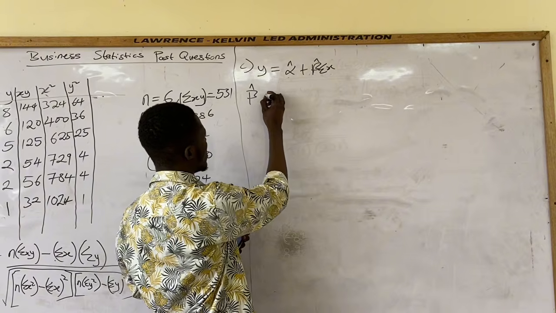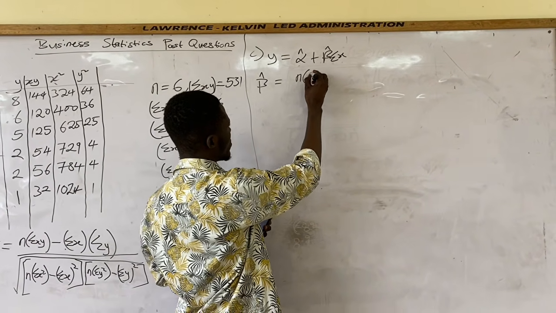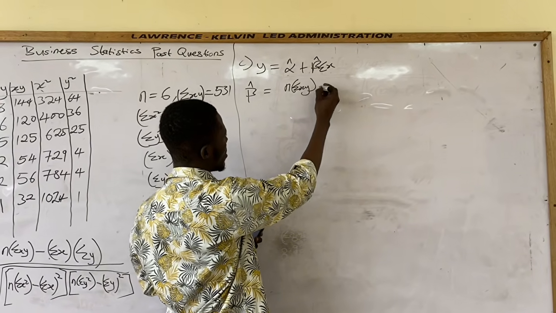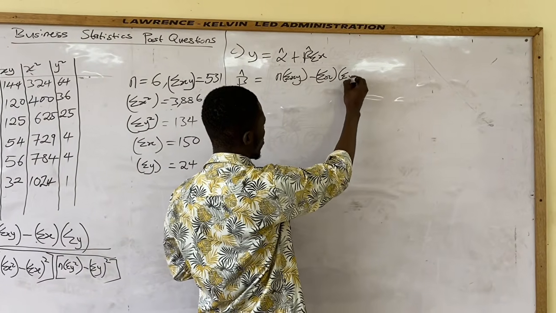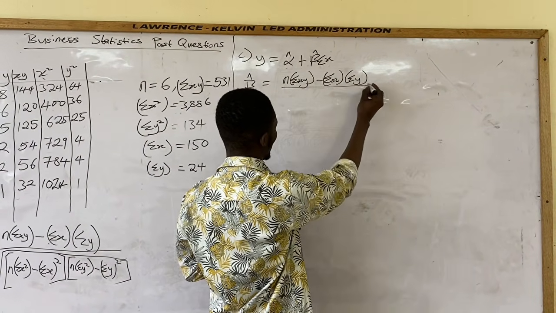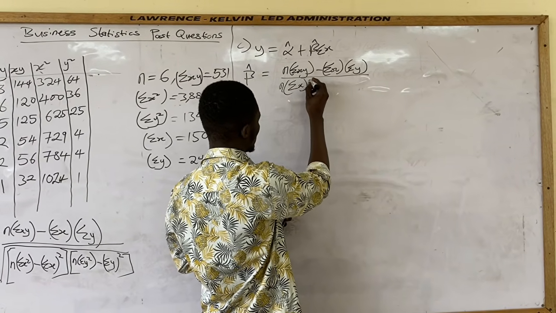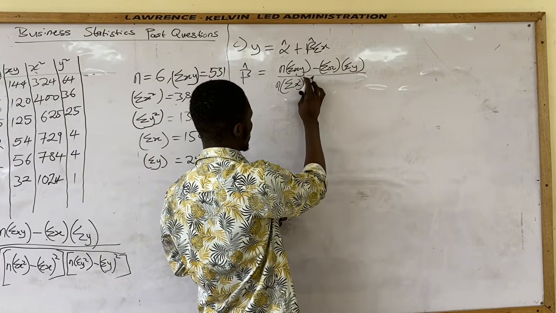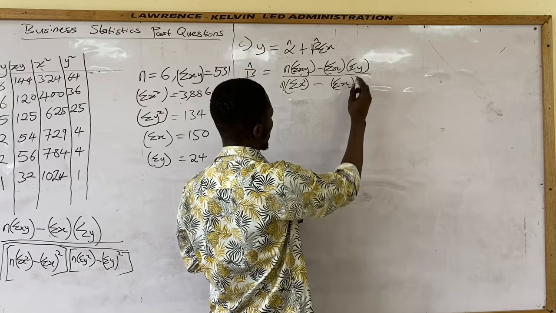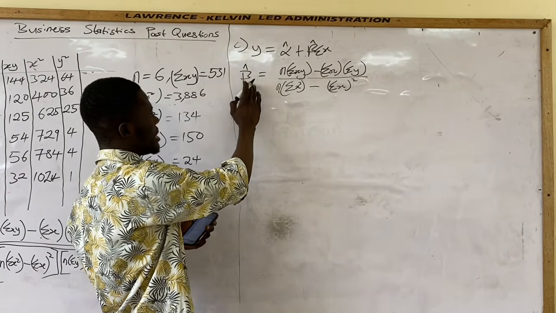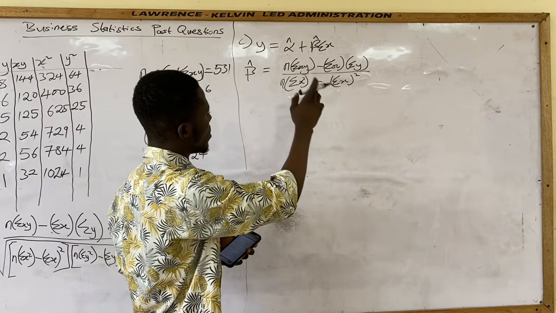Our beta hat is equal to n multiplied by sigma xy minus sigma x multiplied by sigma y, all divided by n multiplied by sigma x squared minus sigma x all squared. So this is the formula for beta hat. Now let's insert the figures in it and look at how we will get it.